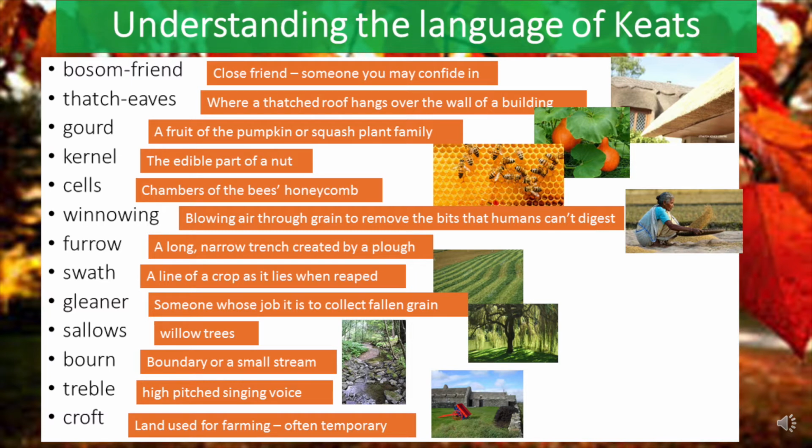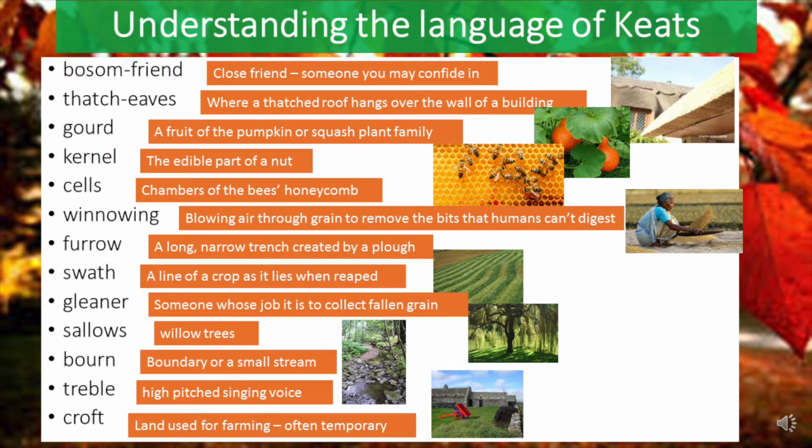A gourd is a fruit of the pumpkin or squash plant family. You can just see them there in the plants to the right hand side. A kernel is the edible part of a nut. Cells refers here to the chambers in the bee's honeycomb, those little holes you can see there.